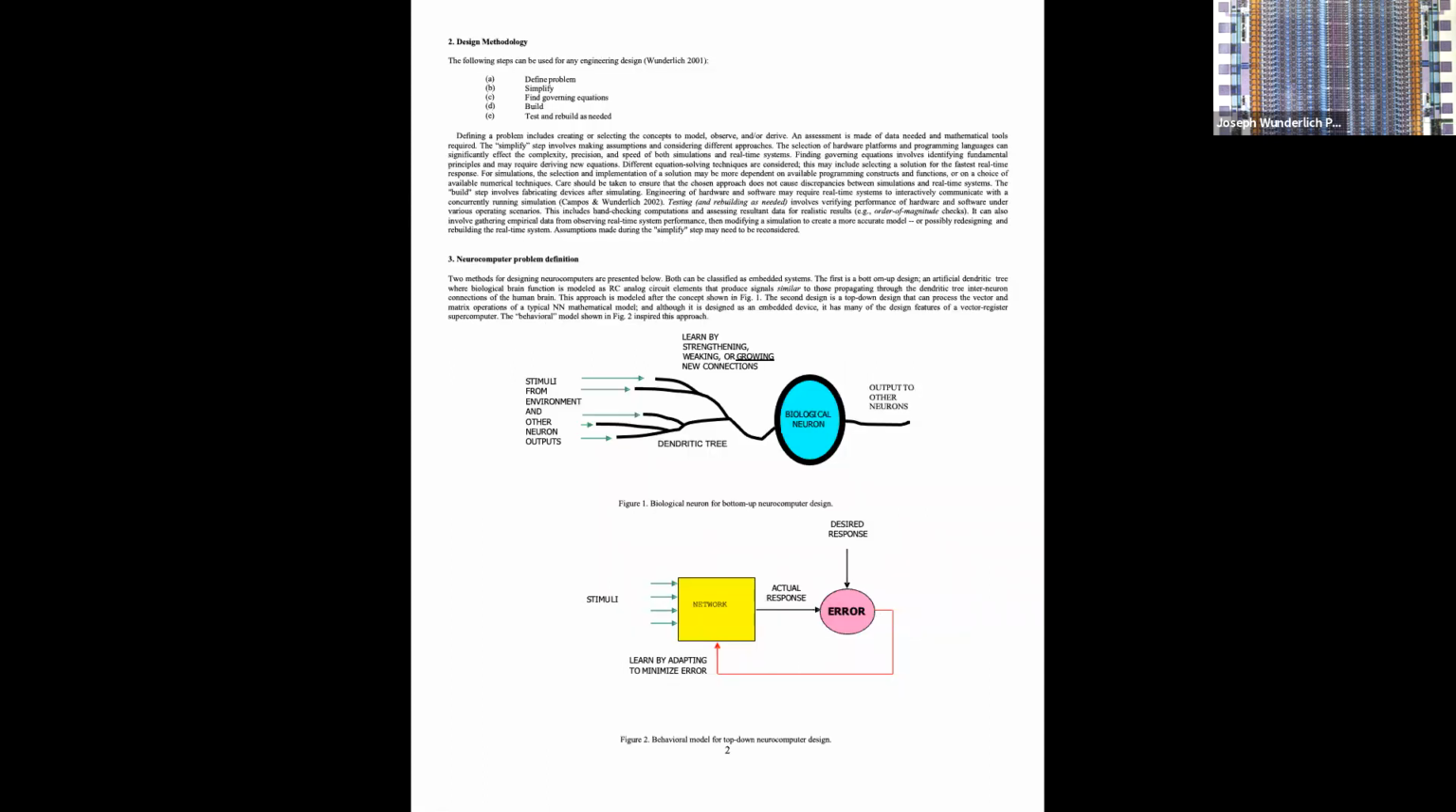So the idea is a top-down versus bottom-up neurocomputer. And by that, you see in these two diagrams here a biological neuron versus a mathematical or psychological kind of control system model. That's the meaning of bottom-up from the biology perspective. Top-down would be from the mathematical or control theory perspective.